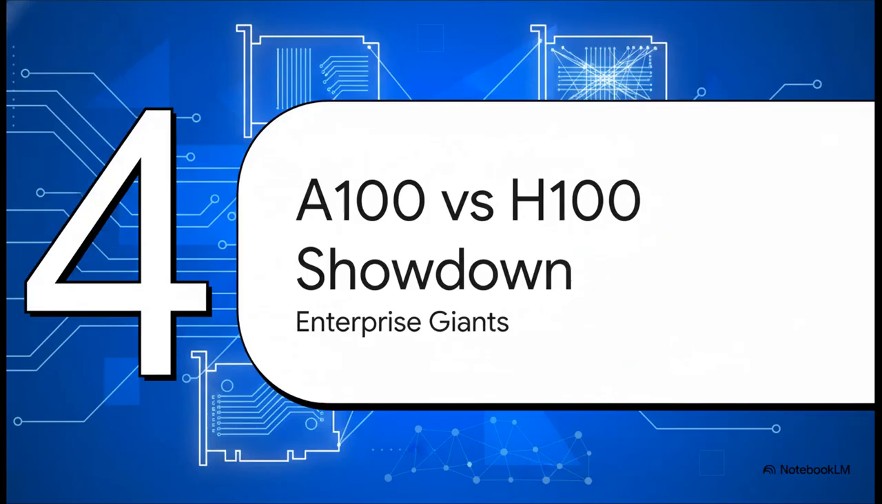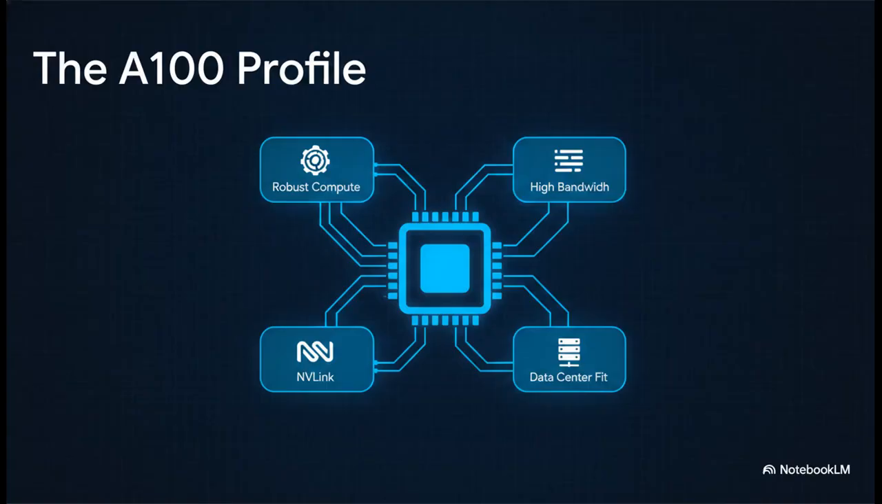Let's put this into practice with Section 4, the A100 versus H100 showdown, applying the framework to some real enterprise giants. Applying our framework to the A100, we immediately see that it remains an absolute powerhouse. It has a super robust compute profile tailored directly for AI and HPC, incredibly high memory bandwidth, and excellent NVLink interconnect support. It completely proves that true evaluation reveals immense value far beyond a standard consumer spec race. This thing was built from the ground up for the data center, and its operational fit reflects that perfectly.